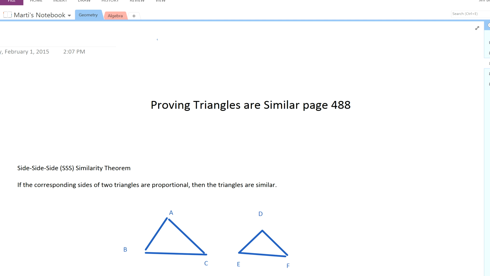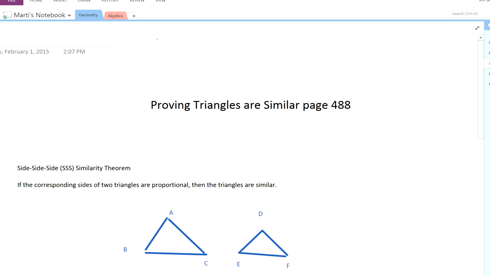In two triangles being congruent, all their corresponding sides are congruent. In being similar, their angles are all congruent, but their sides are proportional. So if you look at my two triangles, A, B, C, and D, E, F, if the corresponding sides of two triangles are proportional, then the triangles are similar. So this is what this is saying.